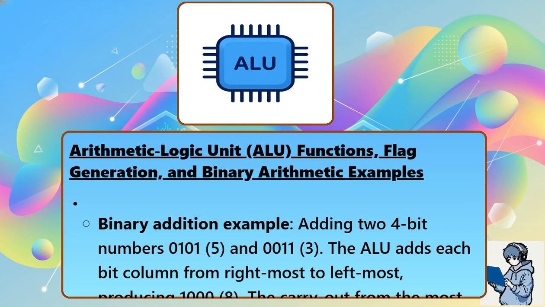Binary addition example. Adding two 4-bit numbers, 0101 (5) and 0011 (3). The ALU adds each bit column from rightmost to leftmost, producing 1000 (8). The carry out from the most significant bit becomes the carry flag C.